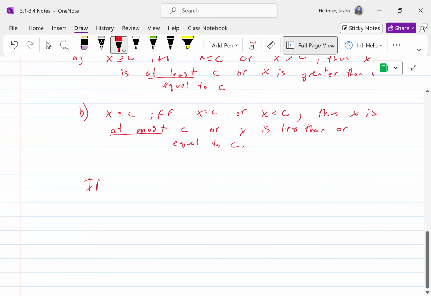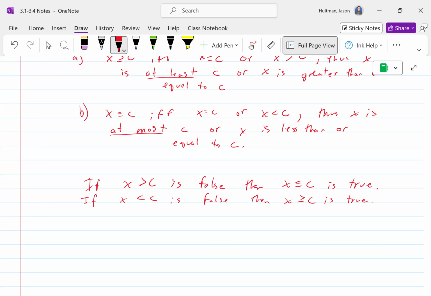If x greater than c is false, then x is less than or equal to c is true. So these are the complements of these. If x less than c is false, then x greater than or equal to c is true. So they're complementary statements.